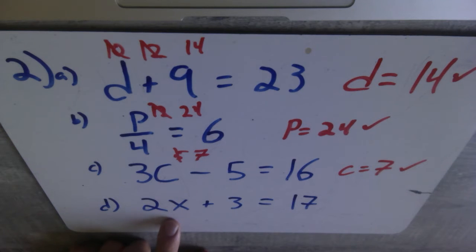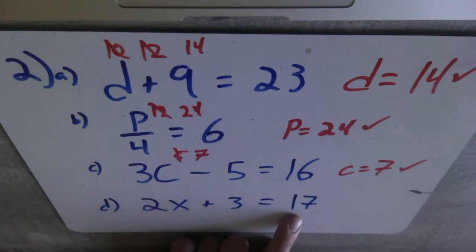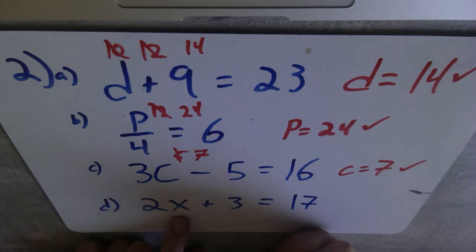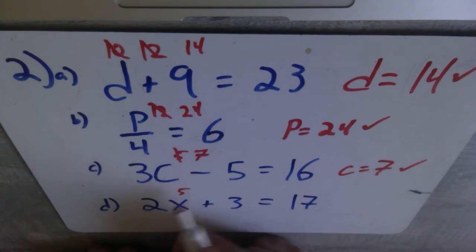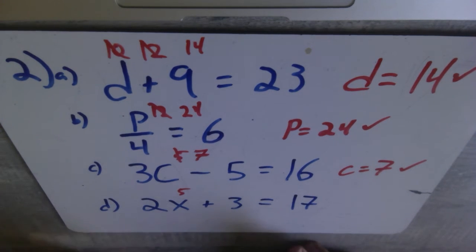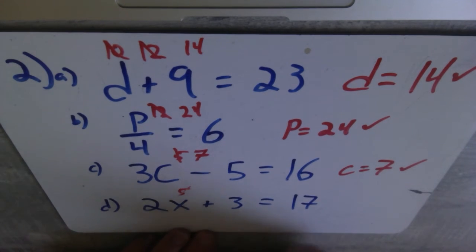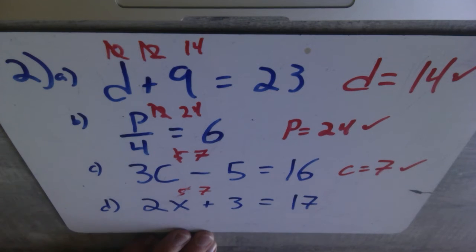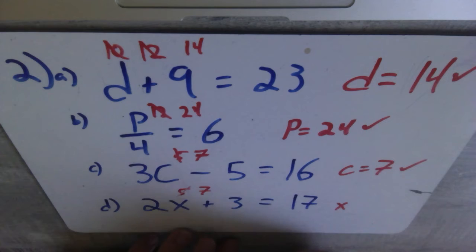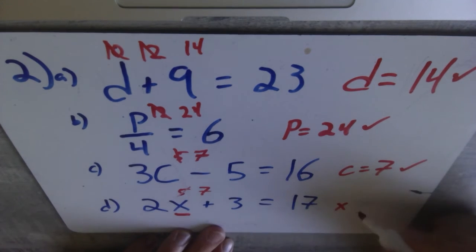D, another two-step. 2 multiplied by a number plus 3 equals 17. So let's plug in a number here. Let's start with 5 again. Try that. 2 multiplied by 5 is 10. Plus 3 is only 13. So we need a little bit more. Need a little bit bigger number. Let's go up by 2. Let's try 7. 2 multiplied by 7 is 14. Plus 3 is 17. So x, this variable right here, equals 7.